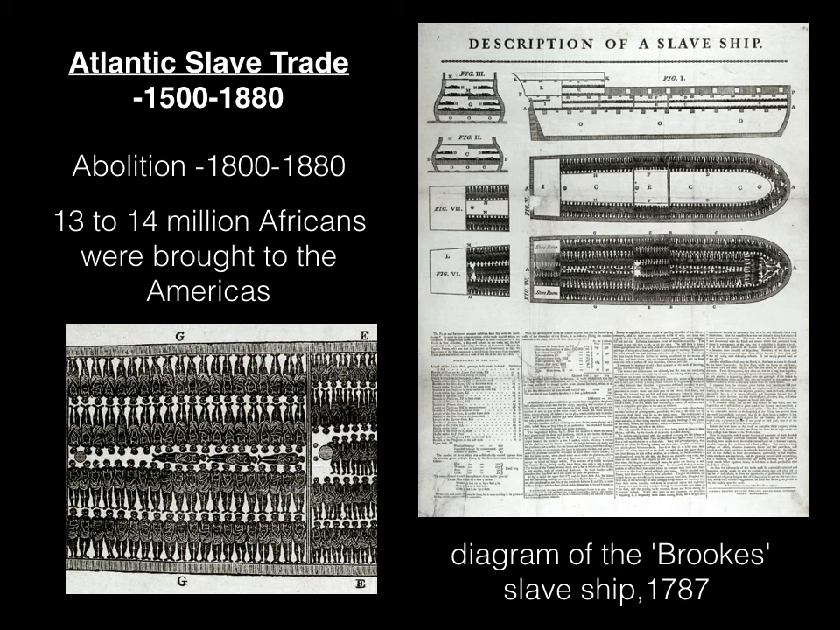And this is a part of this enormous historic event. And there was abolition that began around 1800 to 1880, when people began to see the extraordinary cruelty of what was being done. And what we see here, this diagram of the Brooks slave ship from 1787, is one of the early diagrams that really laid out the extraordinary circumstances of the slave trade.